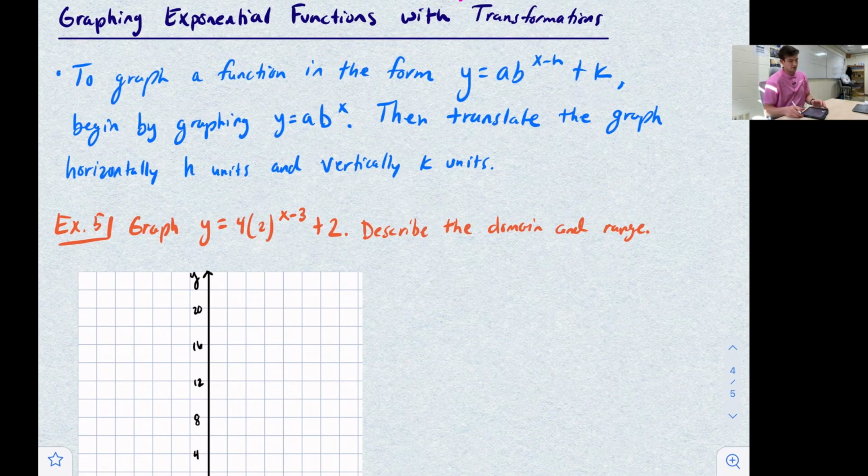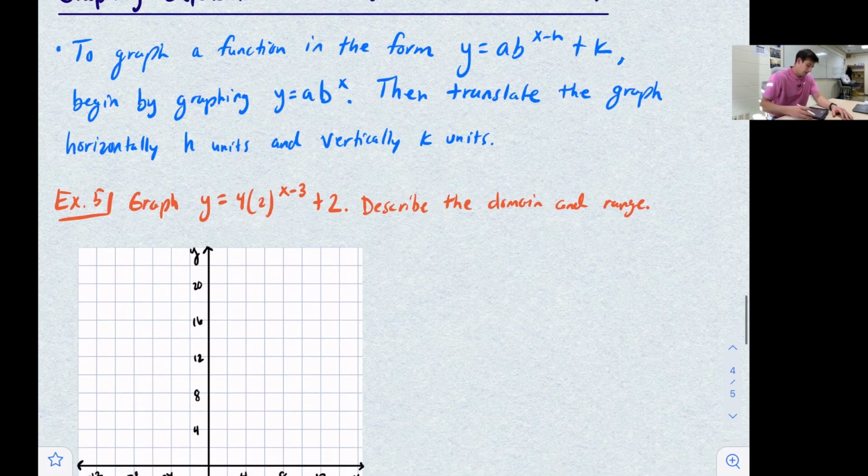Graphing exponential functions with transformations. Okay. So to graph a function in the form y equals a times b to the x minus h power plus k, begin by graphing y equals a times b to the x, and then translate the graph horizontally h units and vertically k units. Okay, so this is almost like vertex form, but it's not. We don't have a vertex on an exponential graph, so we don't call it vertex form. But h and k still represent horizontal and vertical translations, just like we looked at in our linear transformations video.